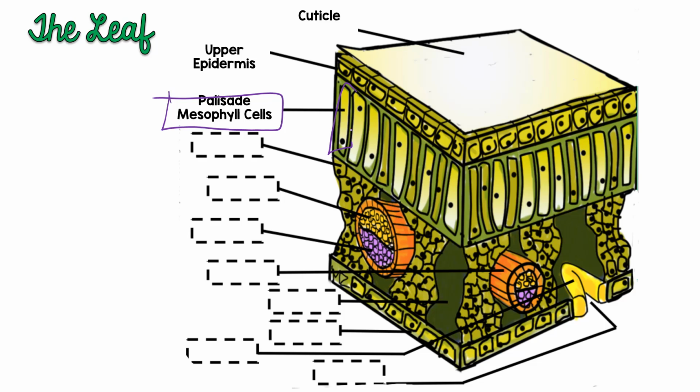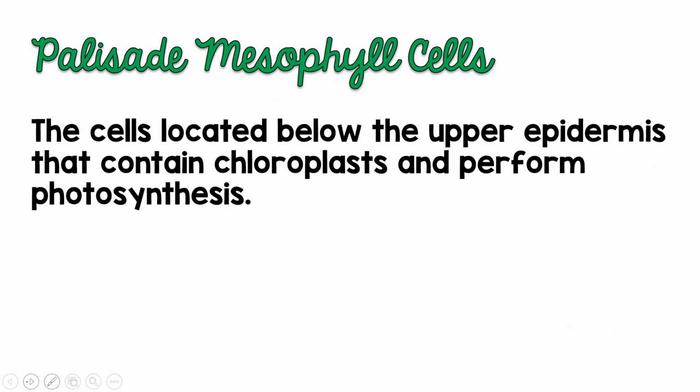Here are our palisade mesophyll cells. They're elongated. You can see they take up a good portion of the leaf, and this is because they are going to be capturing that sunlight and doing photosynthesis. The palisade mesophyll cells are the cells located below the upper epidermis, and they contain chloroplast, so they're able to perform photosynthesis.